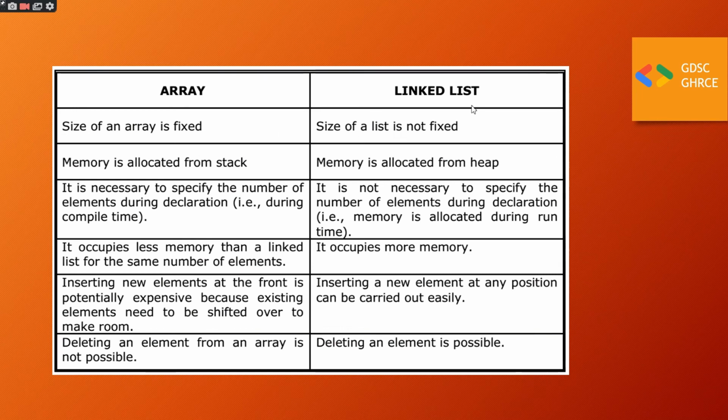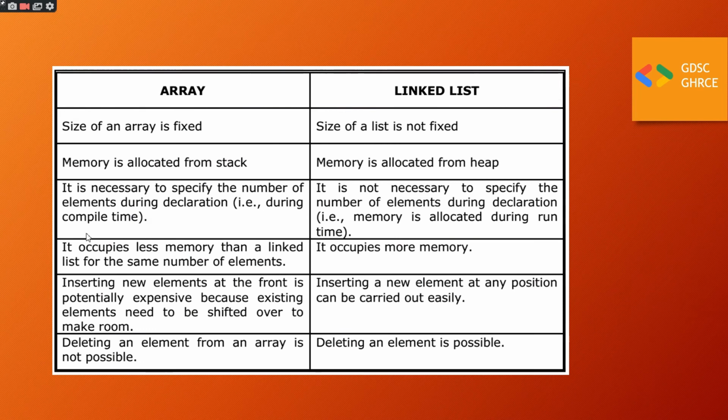Instead of that, in the linked list case, we have a variable length. It does not have a fixed length. Whenever we want to add more elements, we can add at the end, at the middle, at the head, at any position we want. Now in case of the array, since it is fixed size, it is allocated in the stack. The memory is allocated in the stack, but when we allocate memory dynamically, it gets allocated in the heap.